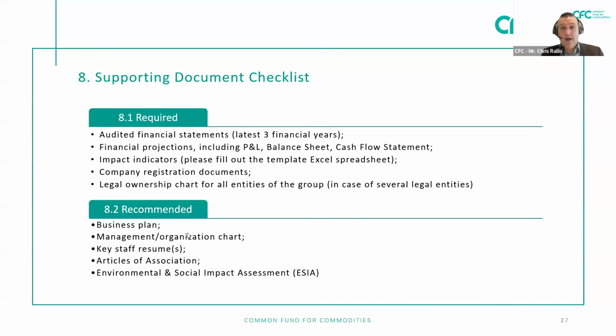Don't forget the Excel sheet, including your financial projections, including the P&L, the balance sheet, the cash flow statement, if available, and the impact indicators, plus your company registration documents and the legal ownership chart if you haven't included that in the relevant chapter we discussed earlier.